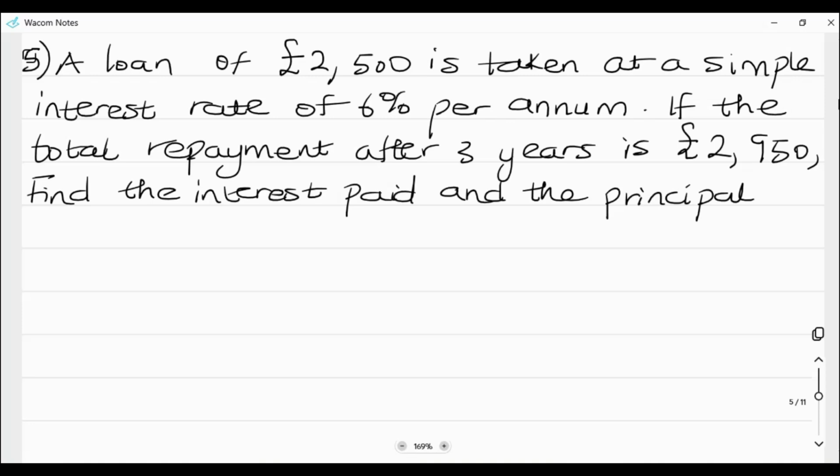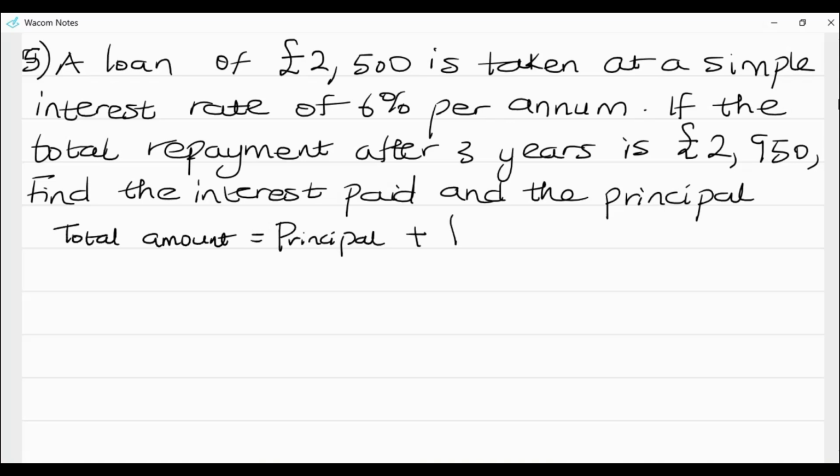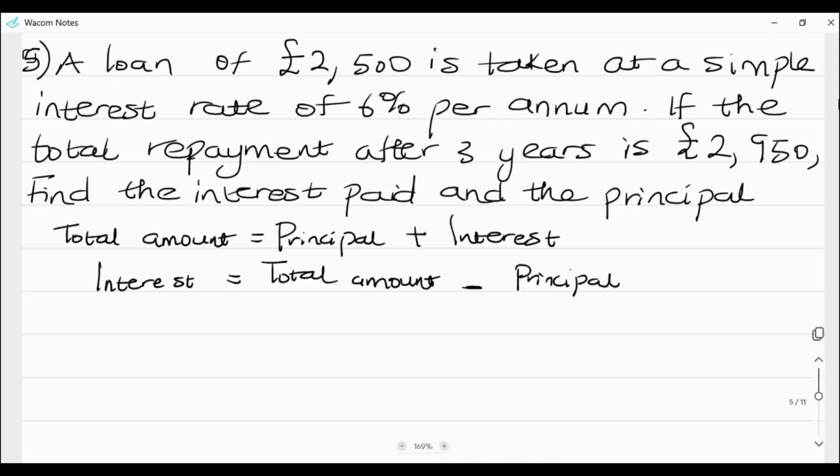Okay, so for us to be able to know the interest paid, we want to know that total amount is equal to principal plus interest. Alright, so this is the formula for this, and in order for us to look for the interest, we want to simply make interest the subject. So we know that interest is equal to total amount minus the principal. So let's solve for the interest.